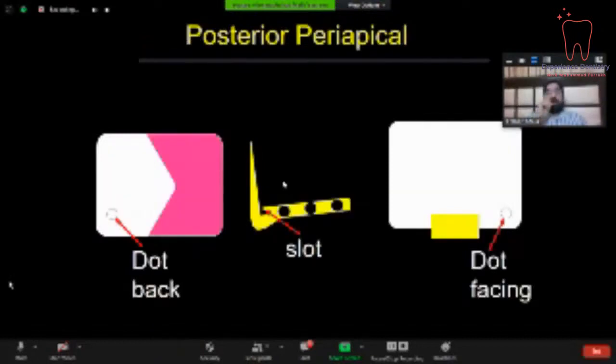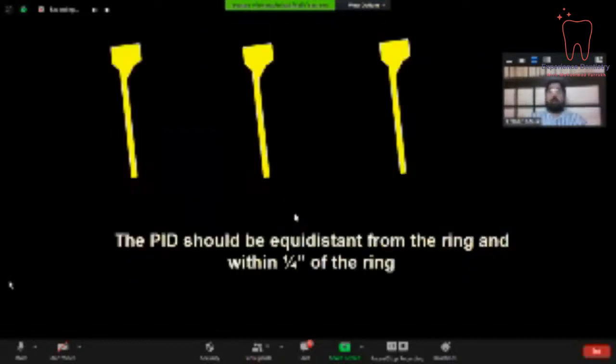So this is for the posterior teeth. It is yellow in color. You place it. This is facing towards the cone. This is facing towards the toe. That is the area where you place the film right here. This is that instrument.